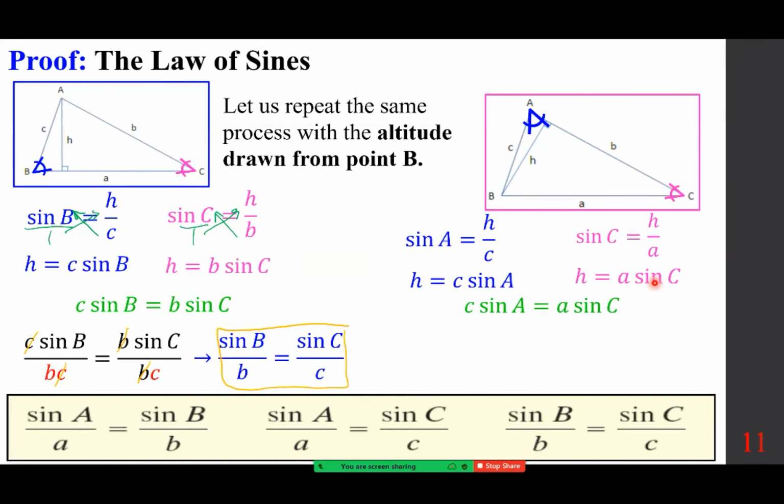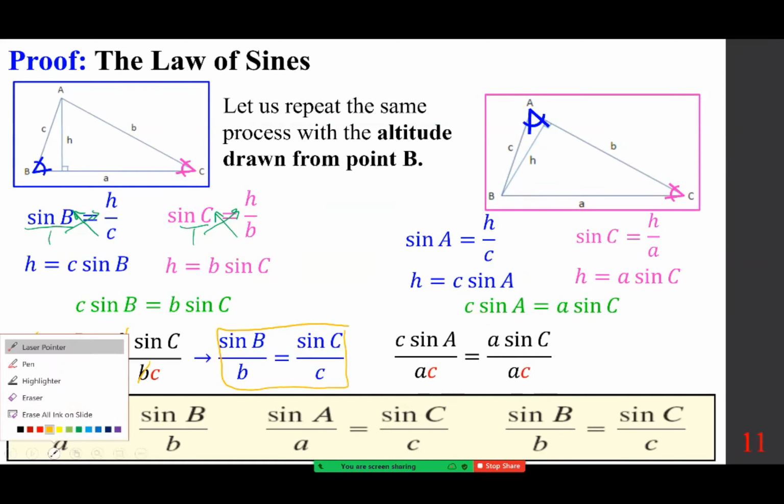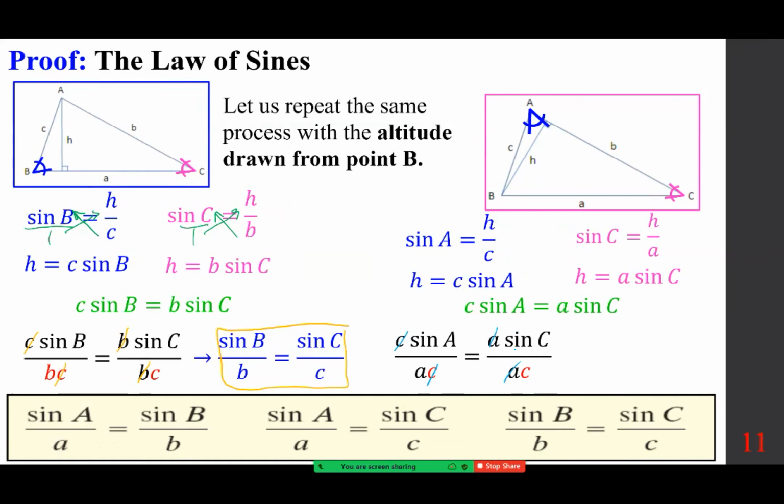We are going to divide both sides by A as well as C, lowercase. So we're going to divide by AC. In this case, C drops. In this case, A drops. We get this one. And if you put these two together, you have the sine law or the law of sines.